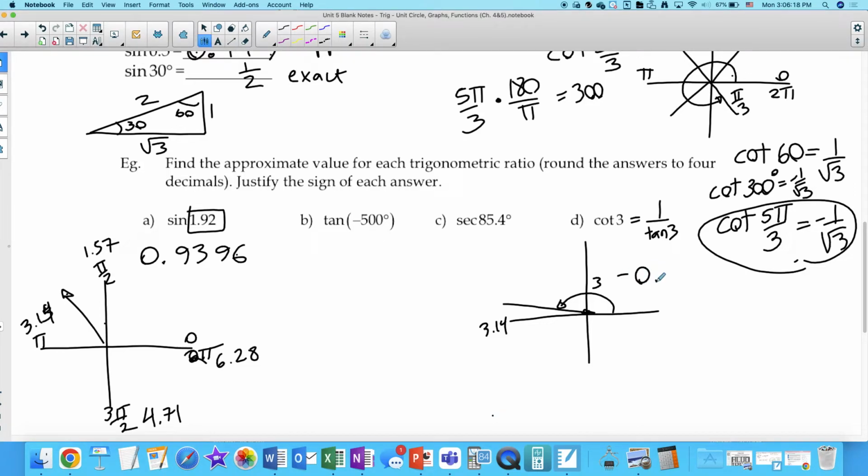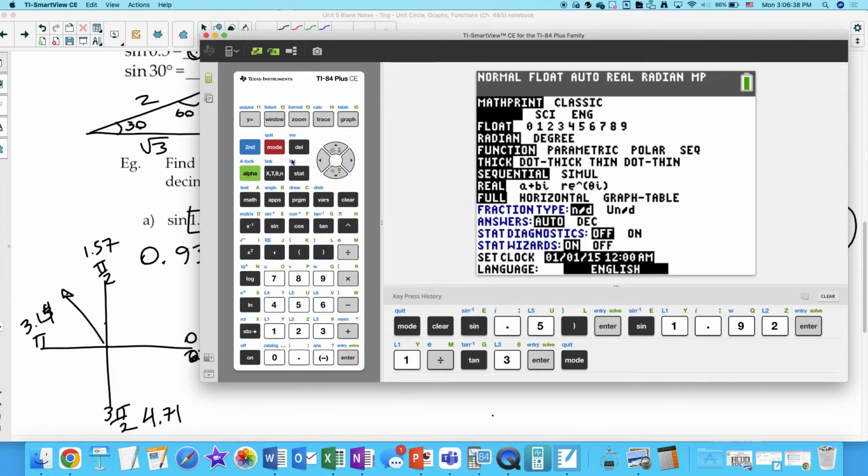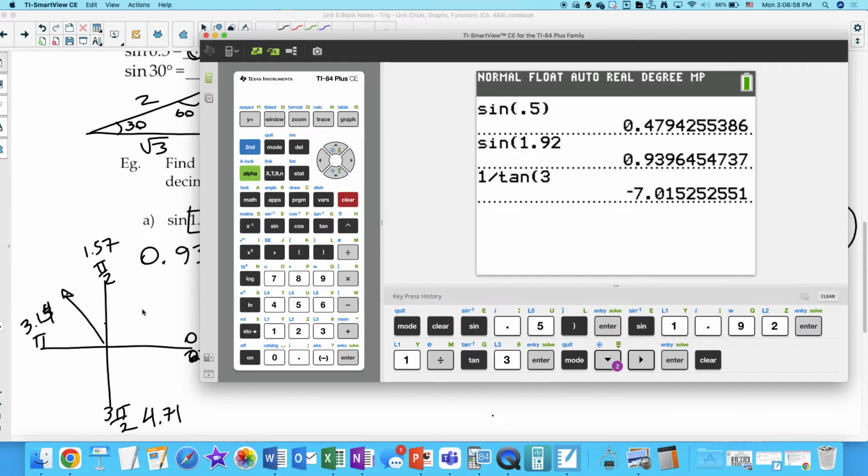Negative 7.0153. Okay. So now I'm going to take my calculator out, and I'm going to go to mode and go to degree mode. People who have Casios, do you know how to go into degree mode? If you don't, say so, because I can show you right now. You know how to get to degree? Okay. All right. I'm going to hit clear. And so now, tan of negative 500.